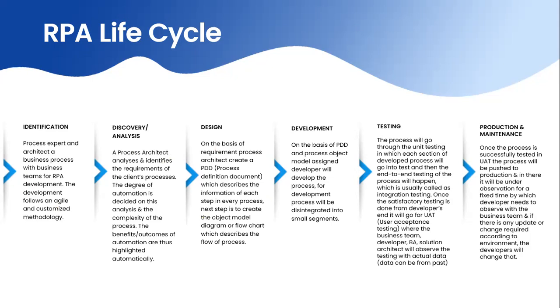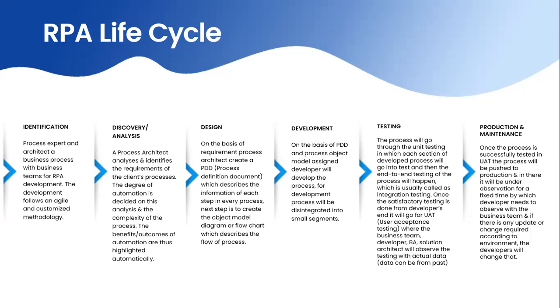So once this is ready, we'll go for the development. Then RPA developers will develop the process. How will the process be developed? Developers will develop this process segment-wise. Once you get the process, the architect will segregate the process into four or five chunks. And they say, okay, see, A developer, you do this chunk. B developer, you do this chunk. C developer, you do this chunk.